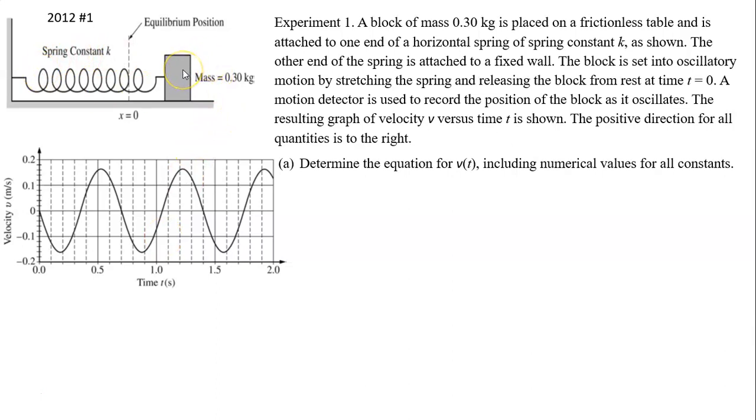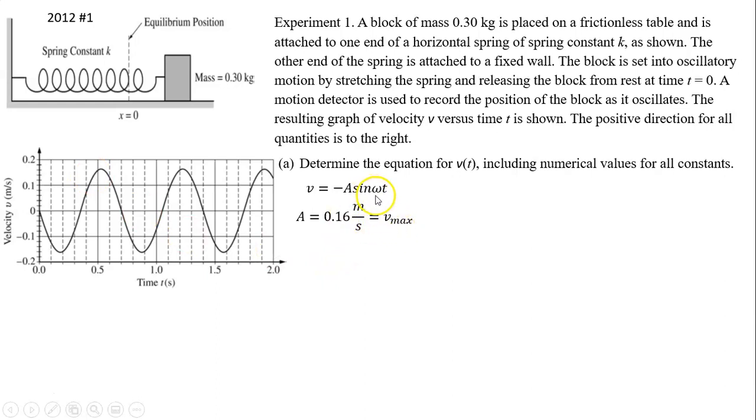You know when you release this block, the block is going to the left. That means the velocity has to be negative. And as you can see, this is a sine function. This, as a matter of fact, is a negative sine function. So your v should be negative A sine omega t. What is A? A is the amplitude. In this case, A is the v maximum, which is 0.16. And that's the maximum velocity.